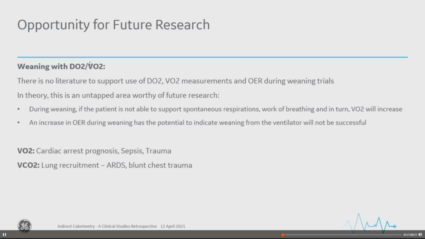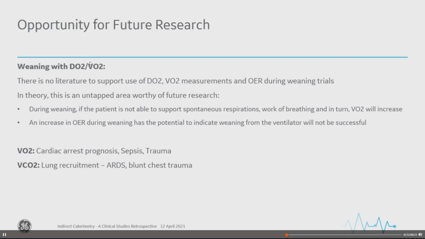Still, it's in its infancy, but it makes logical sense that for a patient going through a spontaneous breathing trial, you can evaluate calorimetry based upon VO2 and also VCO2, looking at these measures to see changes pre and post spontaneous breathing trials and identify whether there is ability to further augment prediction rules that predict extubation success.